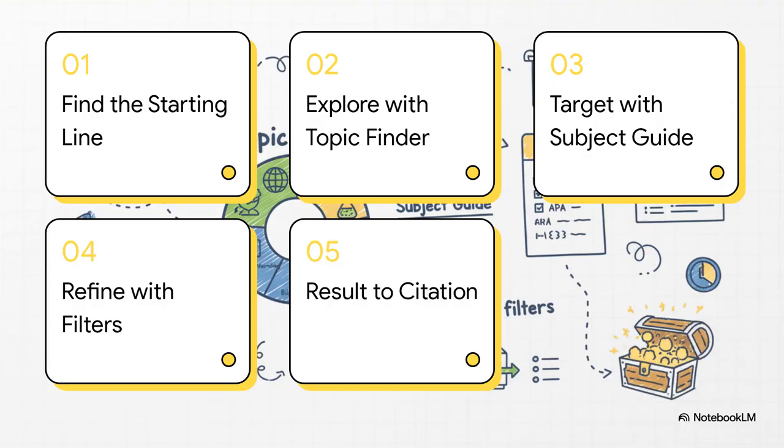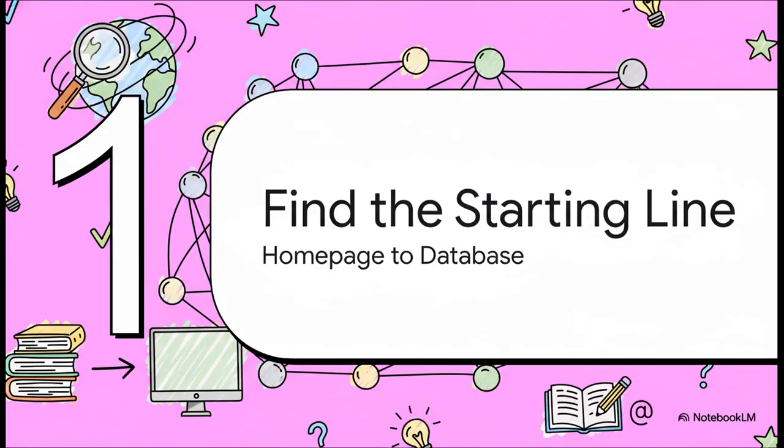Think of this as a treasure hunt for knowledge. Academic OneFile, that's our map. We're going to start by finding the entrance. Then we'll use a cool tool called the Topic Finder to explore the landscape. After that, we'll zero in with the subject guide, use some awesome filters to clear the path, and finally, we'll claim our prize, the perfect source and its citation, all ready to go. All right, let's get started.